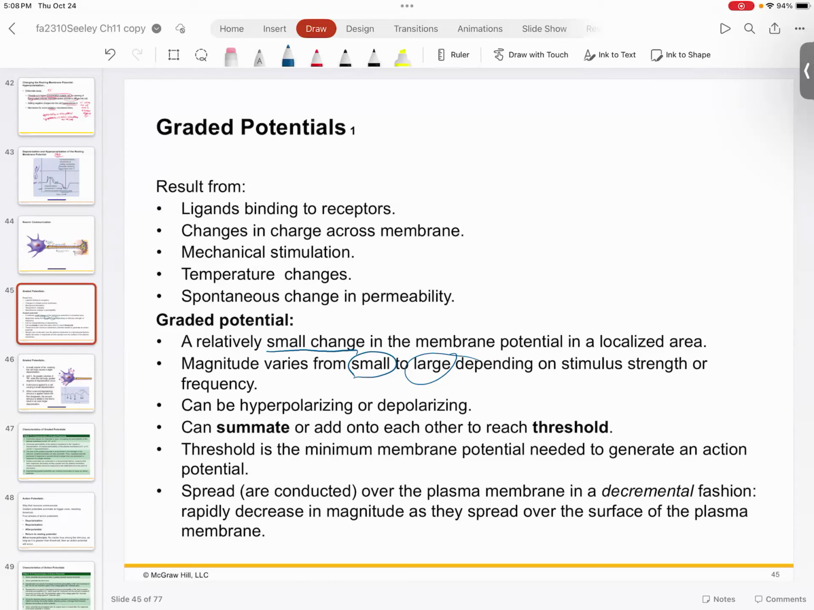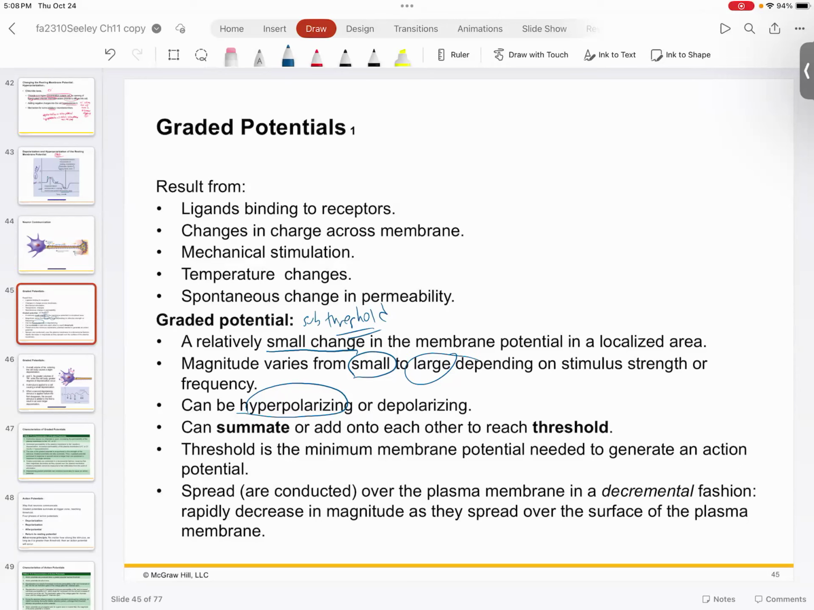In addition to this, a graded potential doesn't have to be in one direction. We oftentimes will think of graded potentials as a depolarizing sort of a thing, but they can also be hyperpolarizing as well. So these graded potentials are just small fluctuations in the membrane potential. And ultimately, when we take a look at graded potentials, we generally are thinking of these as subthreshold in nature.